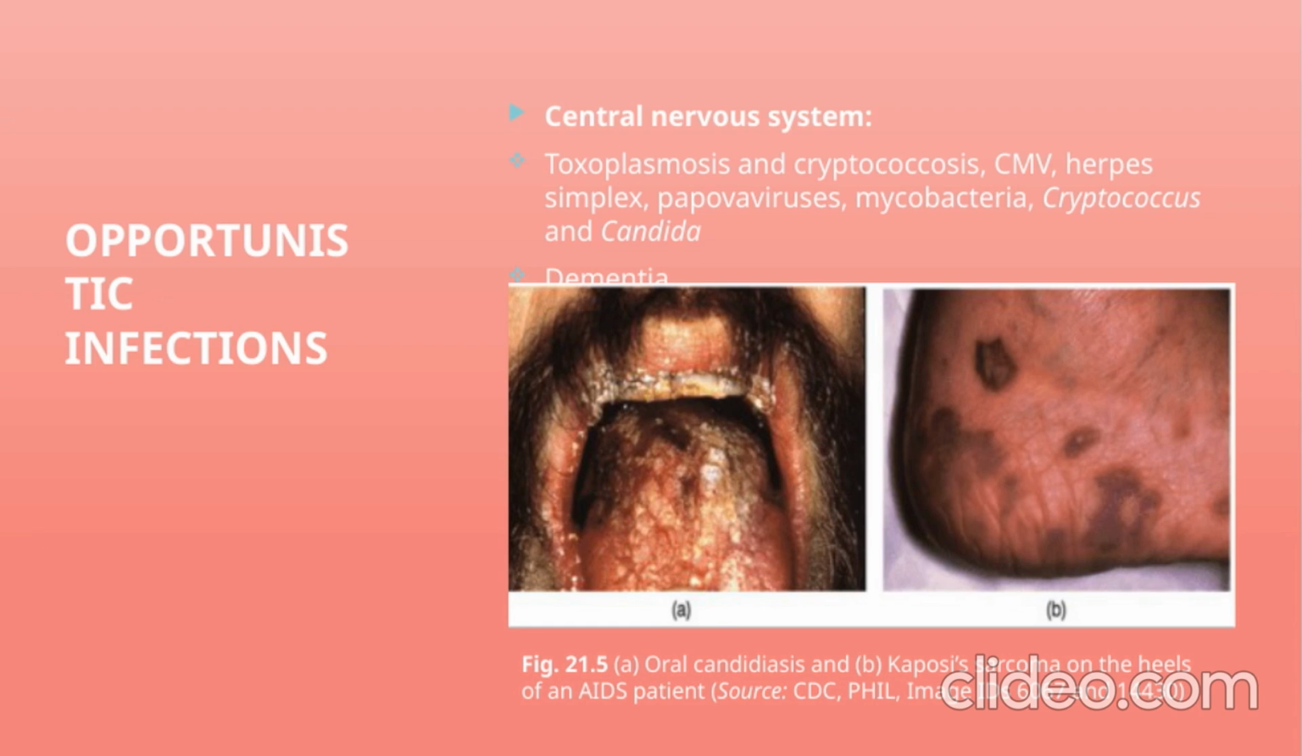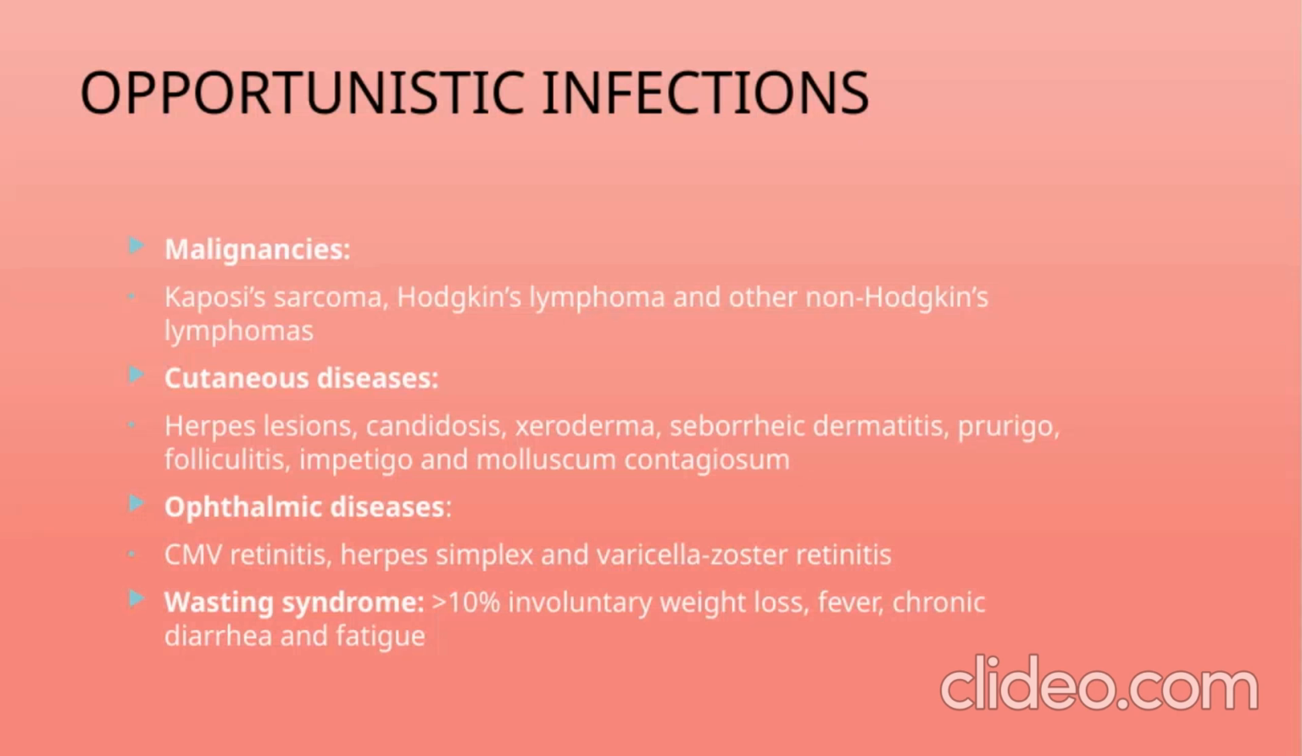So the key takeaway here is that in immunocompromised individuals, especially those with AIDS, the central nervous system is vulnerable to a wide range of opportunistic infections. Recognizing these infections and understanding their manifestations is crucial in managing and improving patient outcomes. Let's delve into some of the key opportunistic infections and conditions we see in immunocompromised patients.